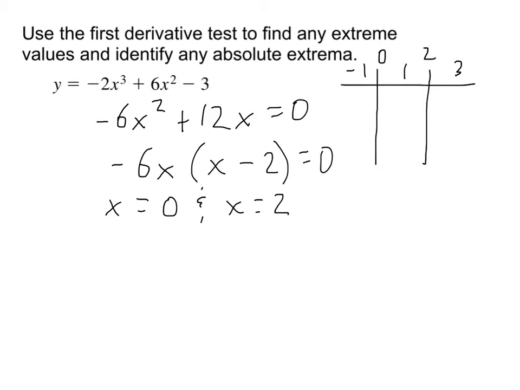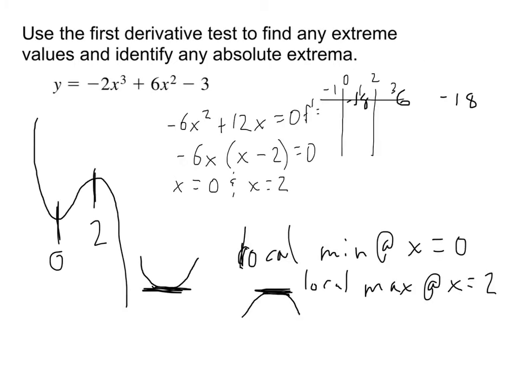Since this is the first derivative test, we just want to be looking at what f prime is equal to here. So at negative 1, we're going to plug that negative 1 into our derivative, and we get negative 1 squared is 1 times negative 6 is negative 6. 12 times negative 1 is negative 12, so that's negative 18. We plug in a 1 there, we'll get 6, and then if we plug in 3, we get negative 18.